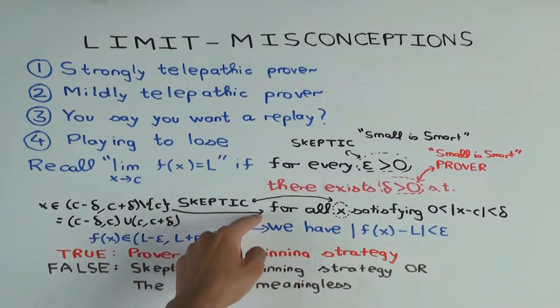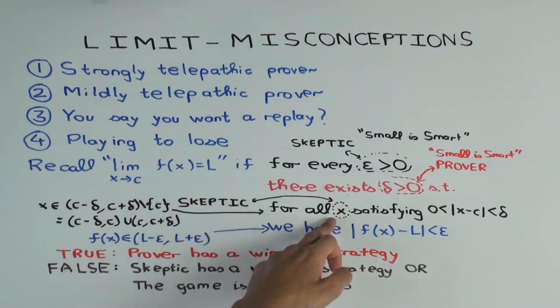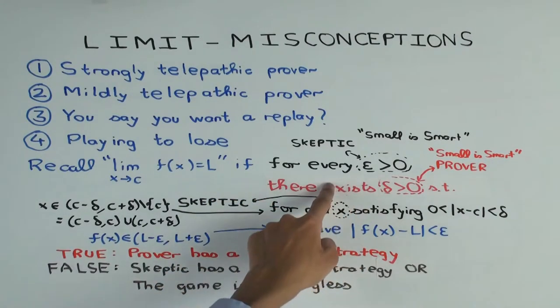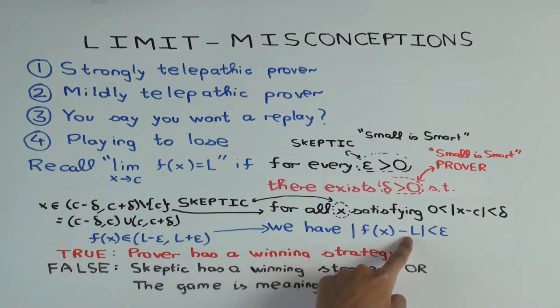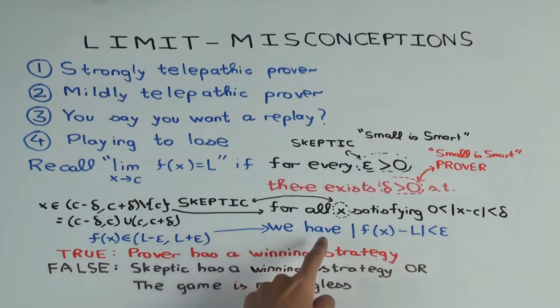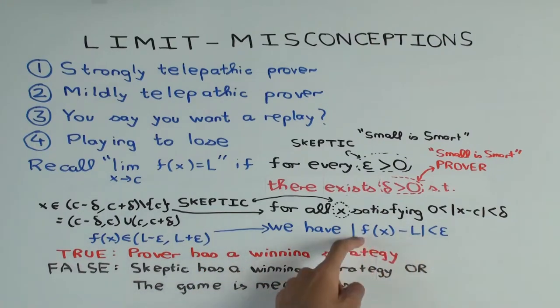So the prover picks the delta. And then the skeptic tries to test the prover's claim by picking an x, which is within the interval specified by the prover. And then they both check whether f(x) is within epsilon distance of L. If it is, then the prover wins. And if it is not, if this is not less than epsilon, then the skeptic wins.